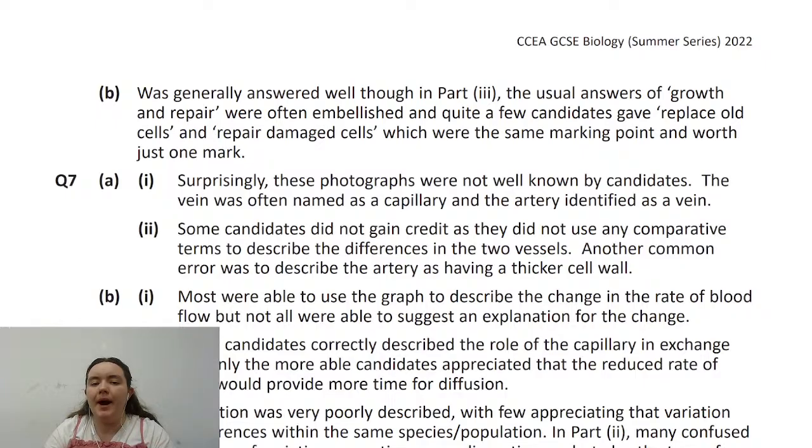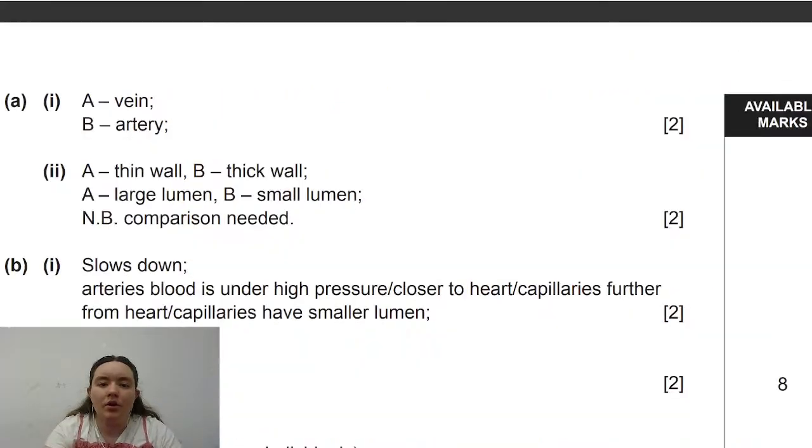As for not using comparative terms, it basically means you have to compare A to B. So saying that A has a thinner wall and B has a thicker wall, that is a comparative term because you have to state the difference between one and another. You can't just say thick wall. You have to say which one has a thick wall, or A having a larger lumen and B having a smaller lumen. You have to state which one, and that is your comparative term.